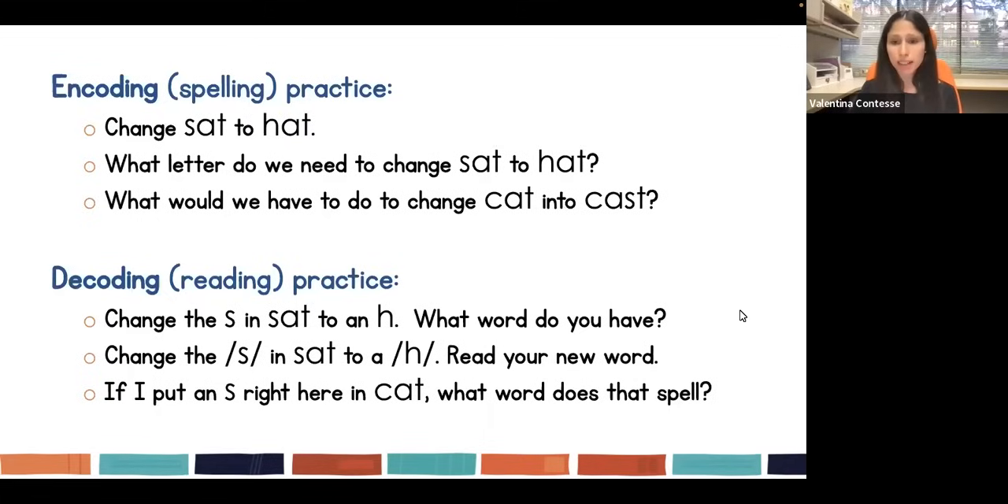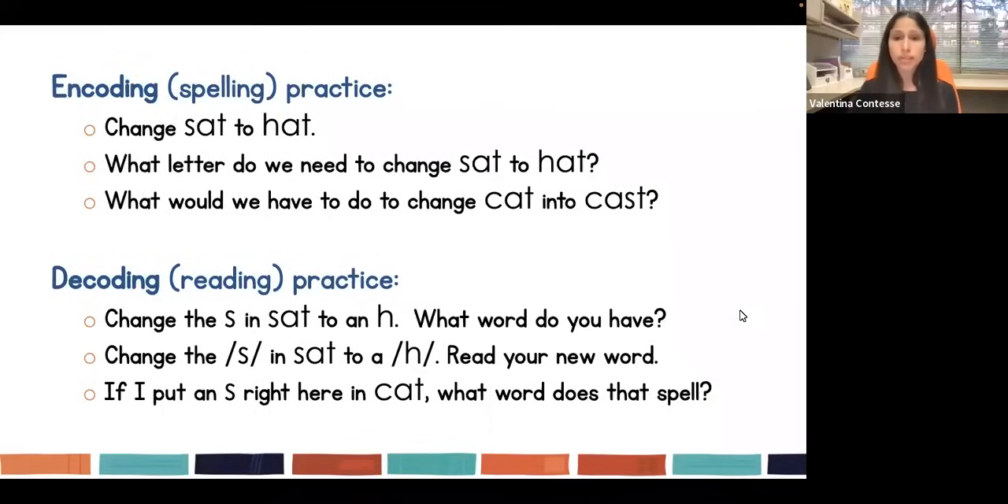For decoding practice, this is where we're asking students to change something in the word that they have and prompt them to read this new word. For example, if they have the word sat once again, and we say, change the S in sat to an H, what word do we have? The student would change that S into an H, and they would be practicing reading this new word. That example had students attend to letter names in the directions.